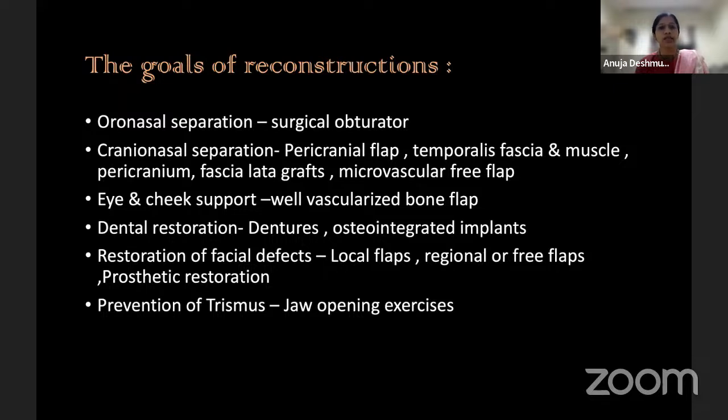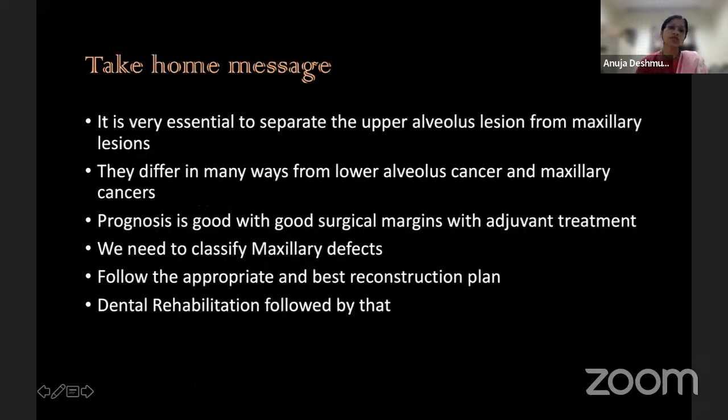And the most important thing in all this reconstruction is the prevention of trismus. You may require jaw opening exercises and maybe a coronoidectomy intraoperatively to avoid trismus for this patient. And you need to consider the kind of skin paddle, so that you take into consideration the post-op adjuvant treatment for this patient when you're doing the reconstruction, and give timely exercises to this patient. So the take home message is that it is very essential to separate the upper alveolus lesion from the maxillary lesions.